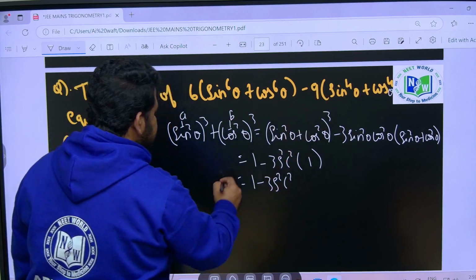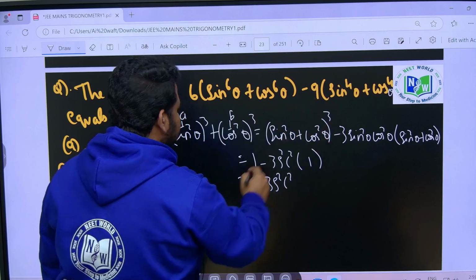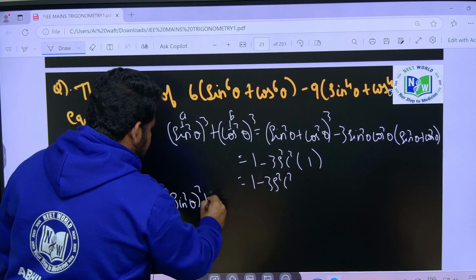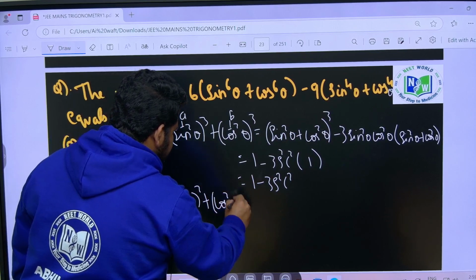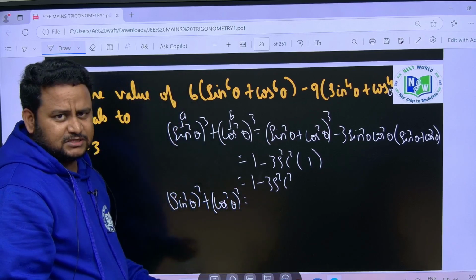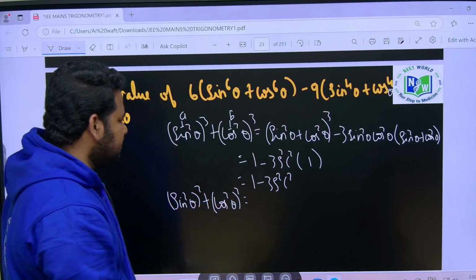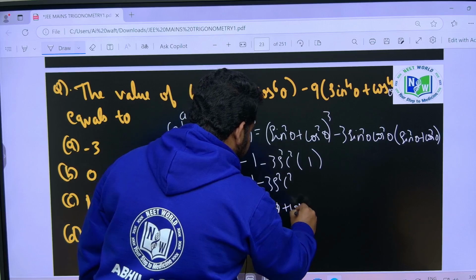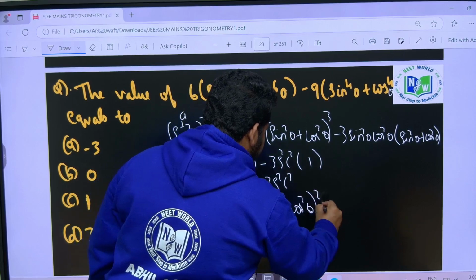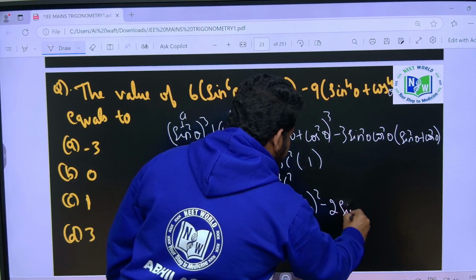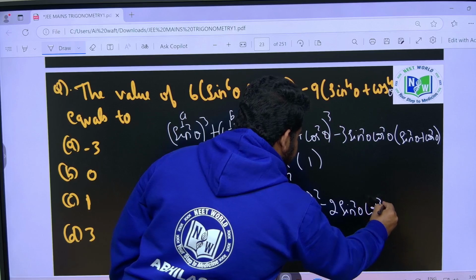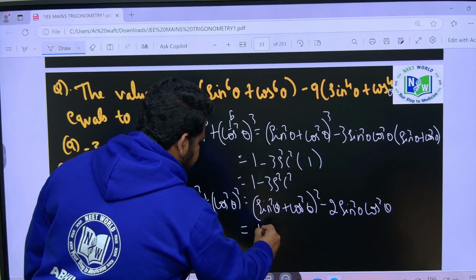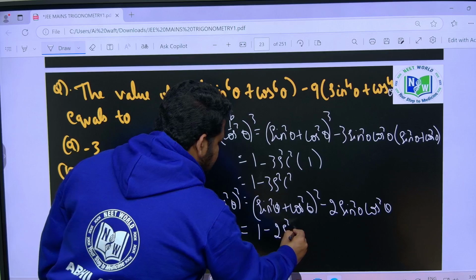Then if you take it as sin power 4 theta plus cos power 4 theta, I can write it as sin square theta whole square plus cos square theta whole square. This is a square plus b square. A square plus b square is what? A plus b whole square minus 2ab. Here it is sin square theta plus cos square theta whole square minus 2 sin square theta cos square theta. A plus b, sin square theta plus cos square theta is 1. 1 square is nothing but 1 minus 2 sin square cos square.